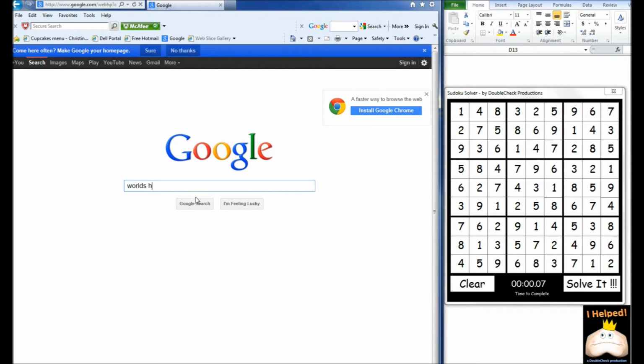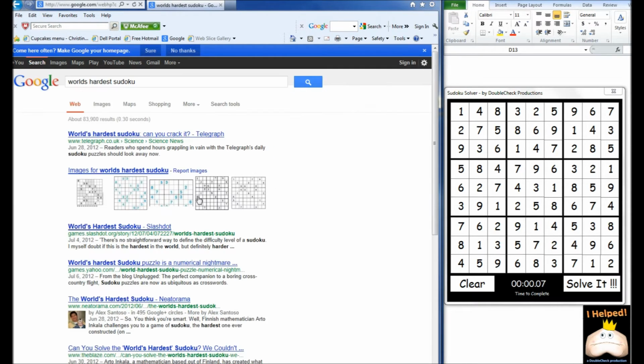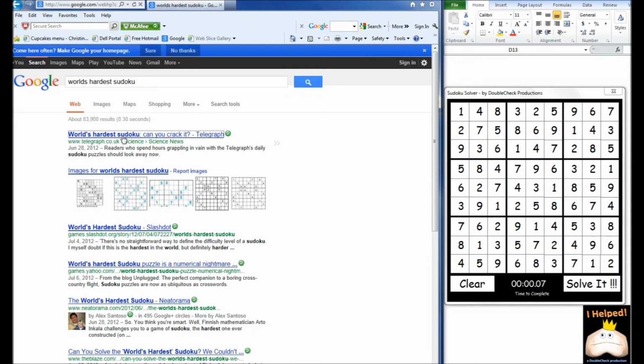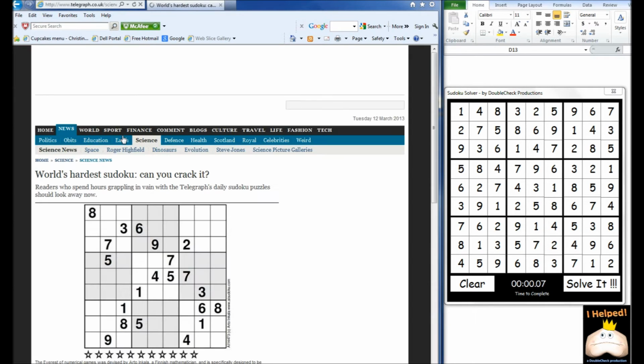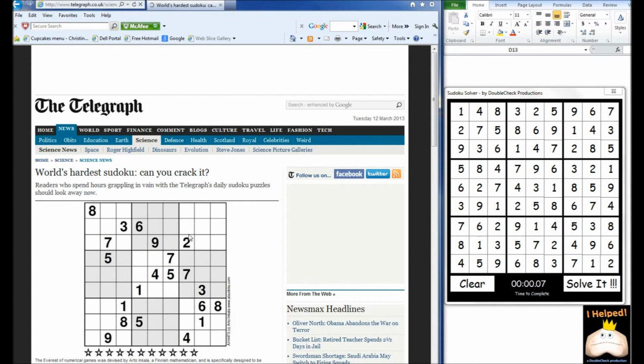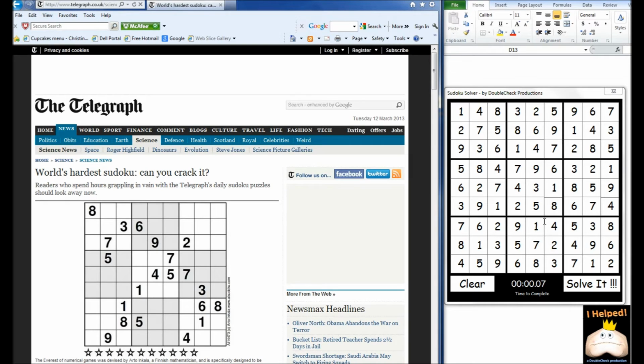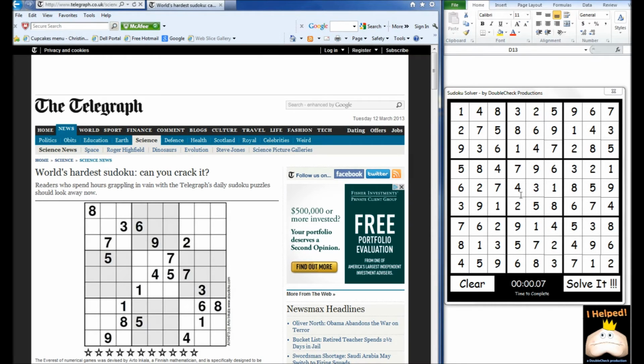So let's see, world's hardest Sudoku. Let's see if we can crack it. Now, let me say, I've tried working some of these harder problems, and I know for a fact that the solver will not solve this instantly. But I'm going to go ahead and plug this in.